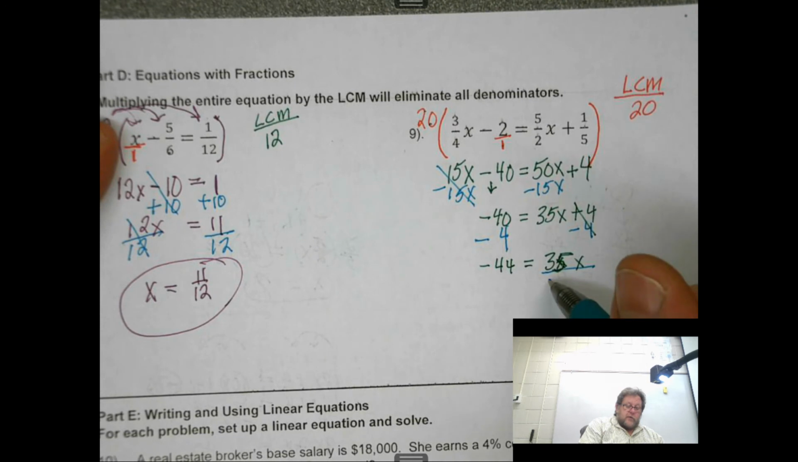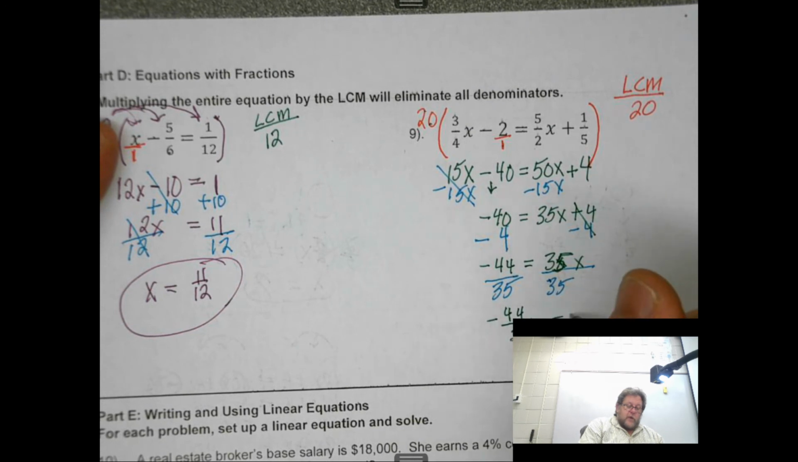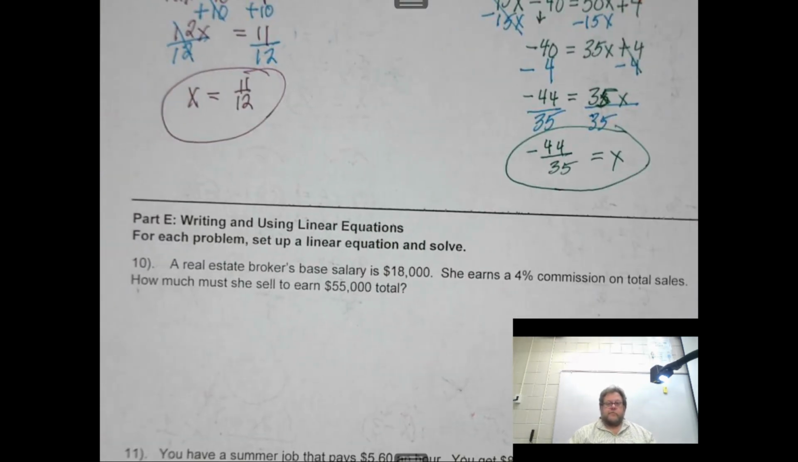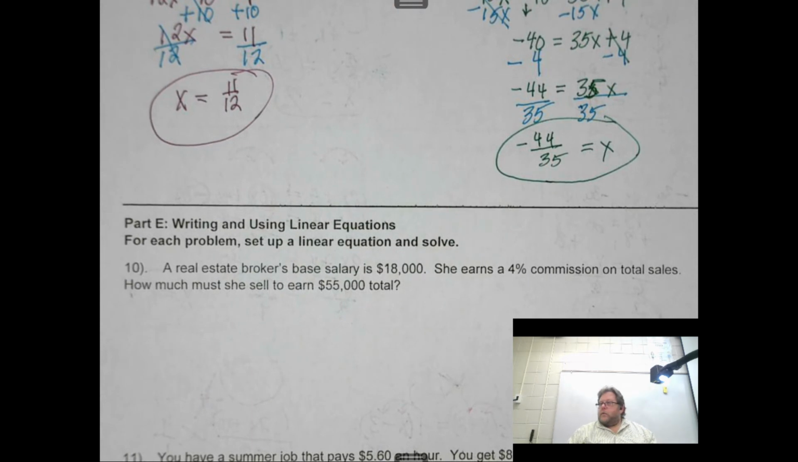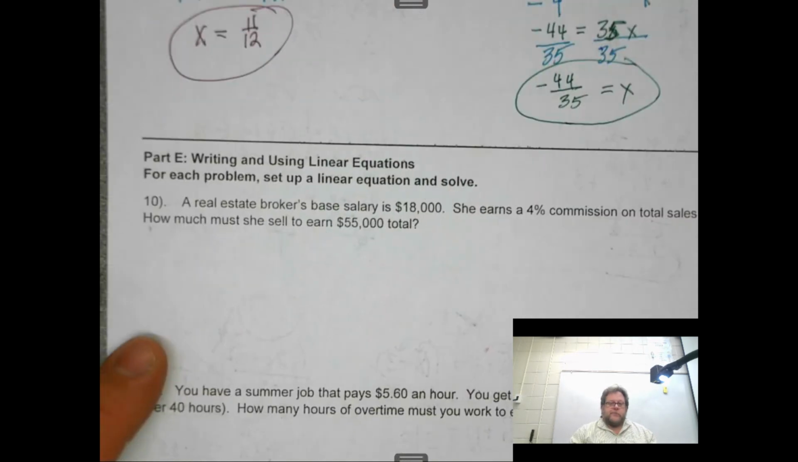Okay, word problems. We're going to go a little more into word problems in the next section. So this is just kind of like a start of it. Let's see if we can set these up and solve it. A real estate broker's base salary is $18,000. She earns 4% commission on sales. How much must she sell to earn $55,000 total?